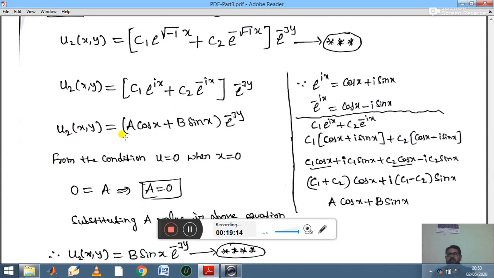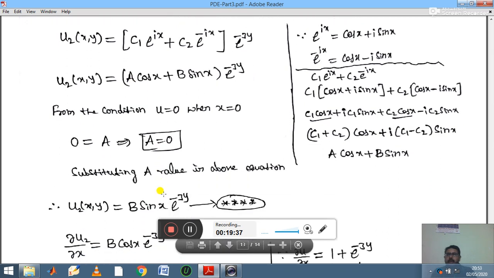Now let us proceed as usual. The given first condition is u is equal to 0 when x is equal to 0. Here if you substitute, u becomes 0 on the LHS. On the RHS, wherever x is there, if you substitute 0, cos 0 value is 1, therefore a is equal to 0, sin 0 is 0, you know. Then a value is 0 here.